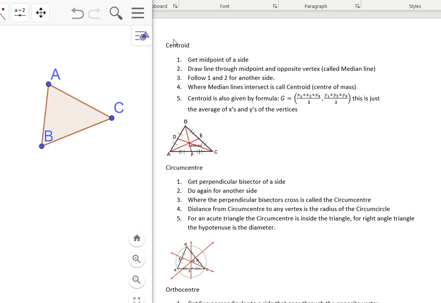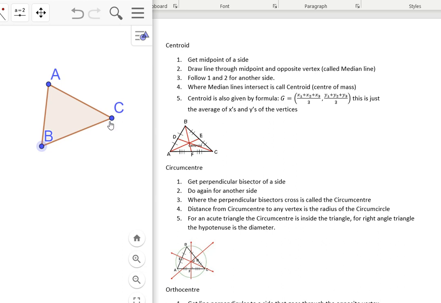Now, first one we're going to deal with is called the centroid. And to find the centroid, we are going to get the midpoint of one of the sides of our triangle. We're going to draw a line through that midpoint out to the opposite vertex. Remember, a vertex is a corner. That line from the midpoint out to the vertex is going to be called a median line, and where the median lines cross is going to be our centroid. Now let's look at this in practice.